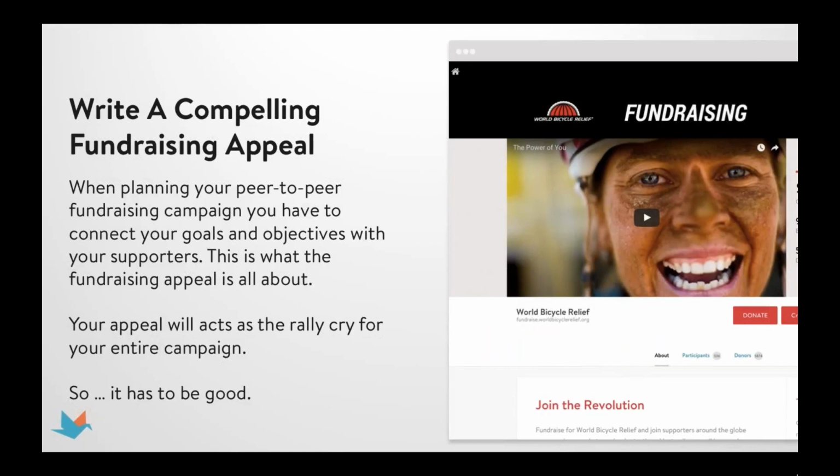So one of the first things you want to do is be able to write a compelling fundraising appeal. So again, if you go back to the methodology, it's all about inspiring your community to become supporters of your cause. And so when you're planning your peer-to-peer fundraising campaign, you have to connect your goals and objectives with your supporters. What do they care about? Why do they care about this? What about the change that you're trying to make in our world matters to them? And why should they care?